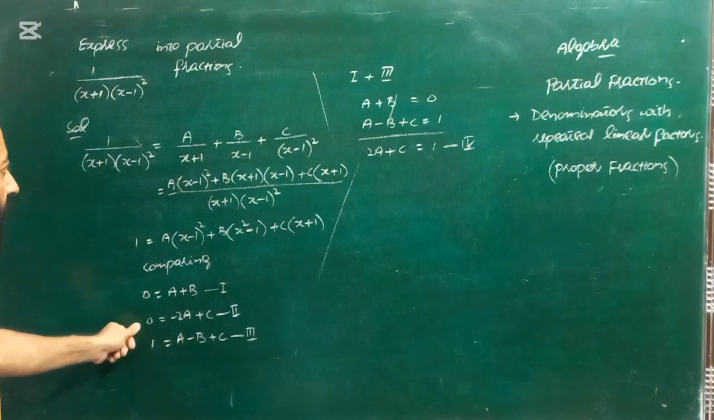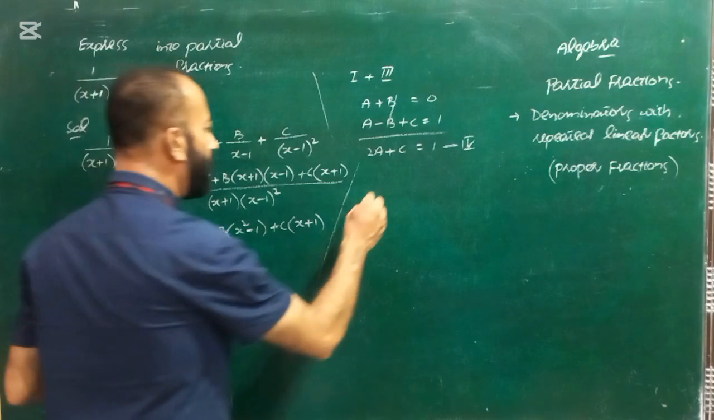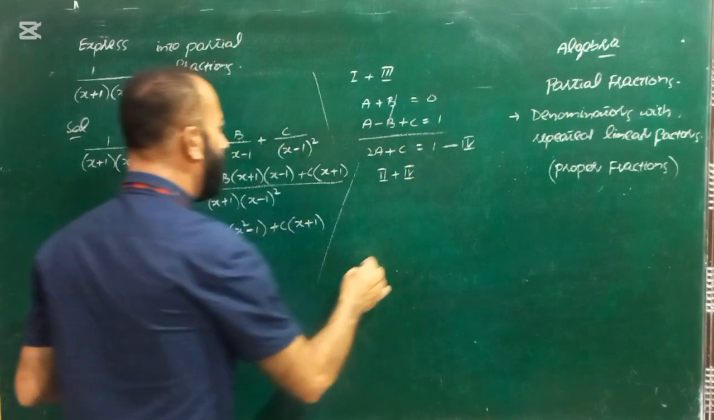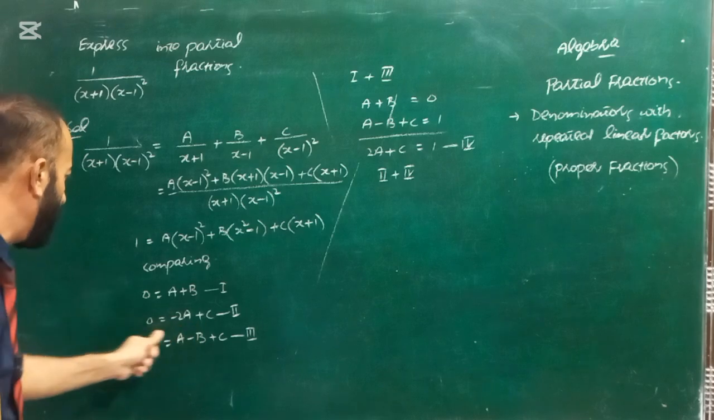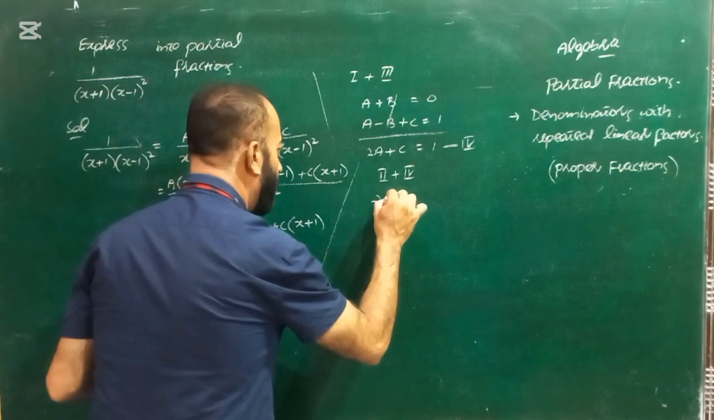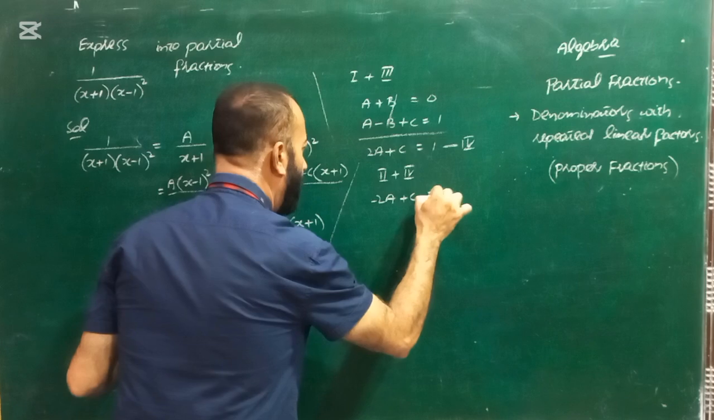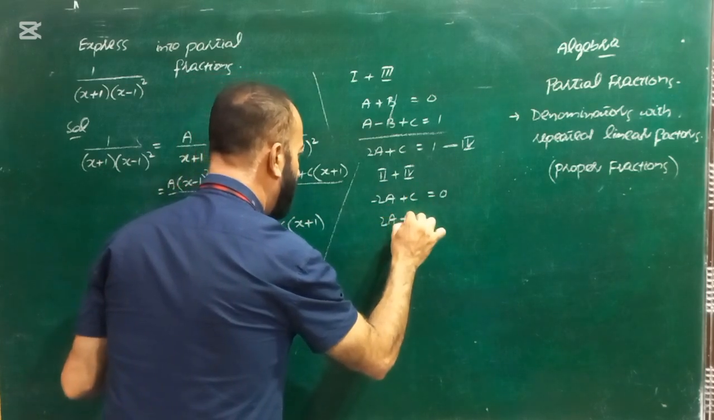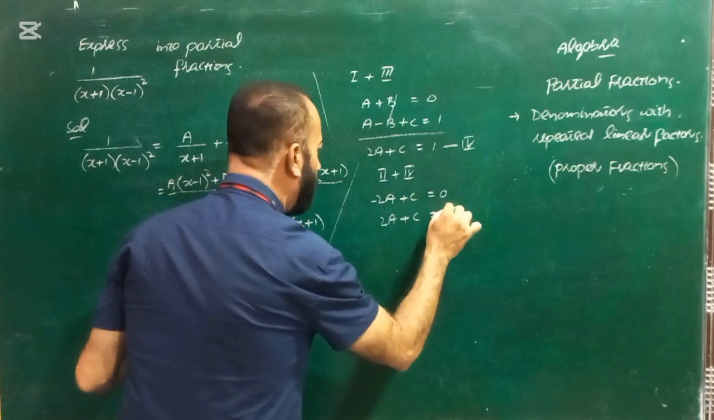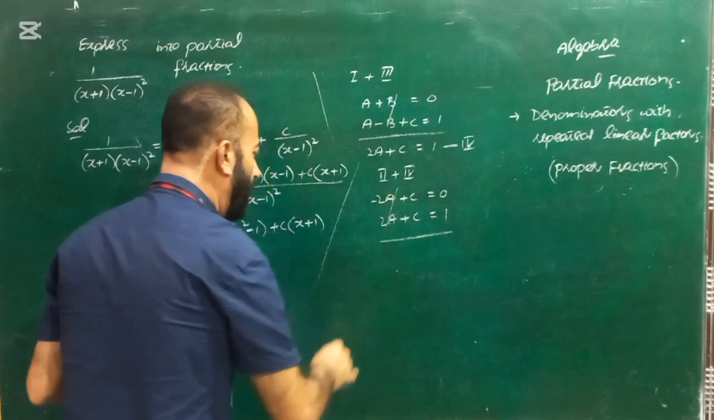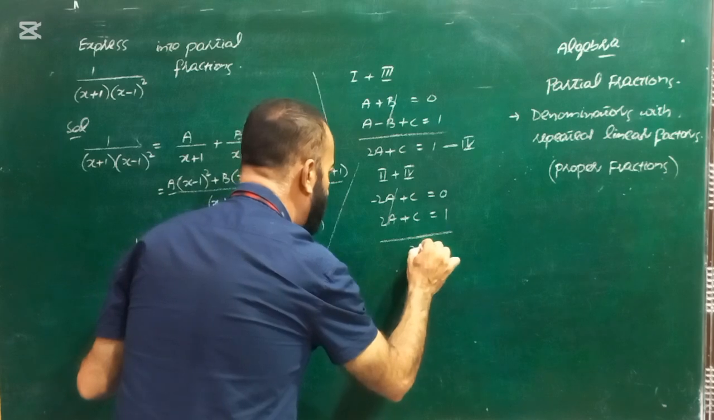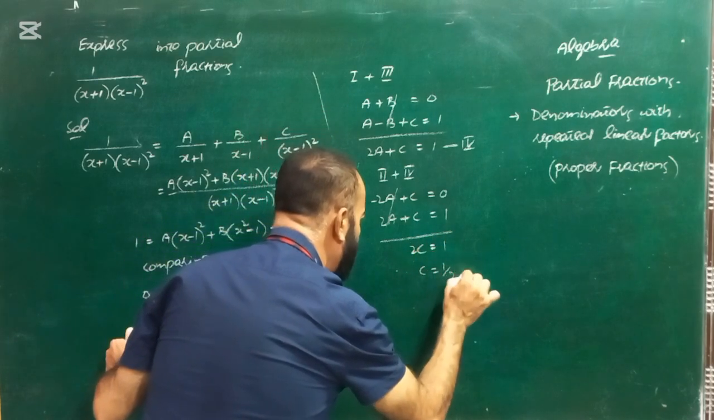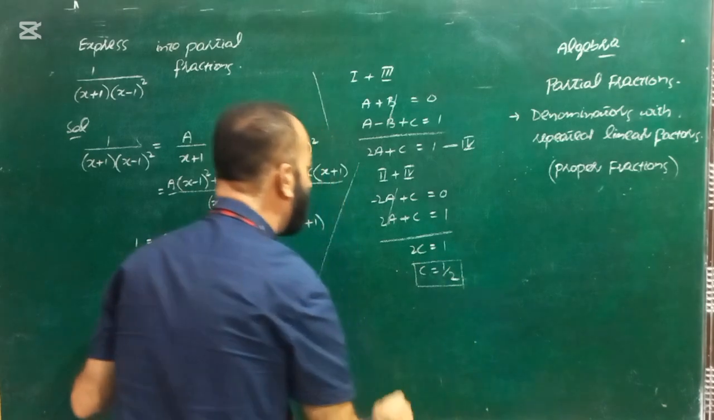So if we simply add 2 and 4, so look now, 2 plus 4. So 2 is minus 2a plus c equal to 0, and 4 is 2a plus c is equal to 1. So this factor will be cancelled. So 2c will be equal to 1, and from here c will be equal to 1 by 2. So this is c.